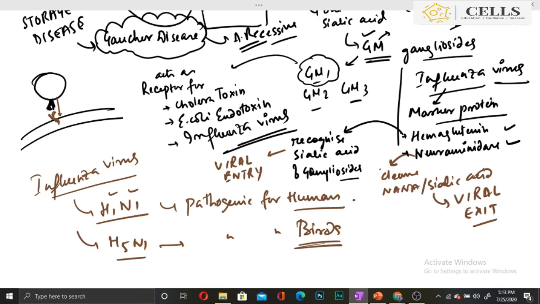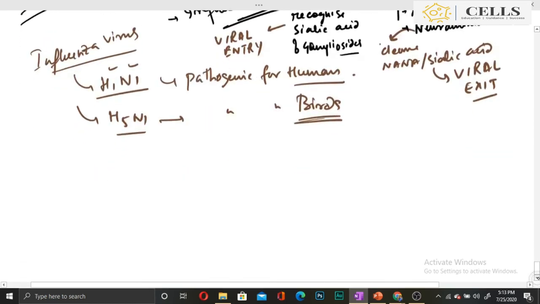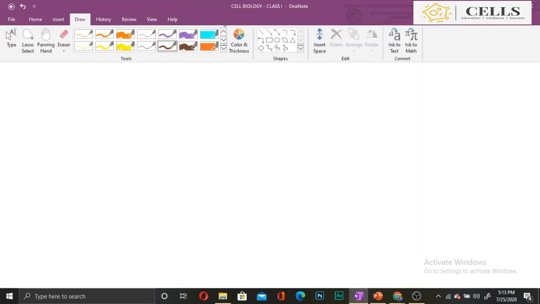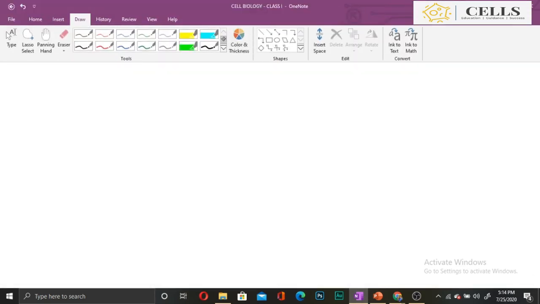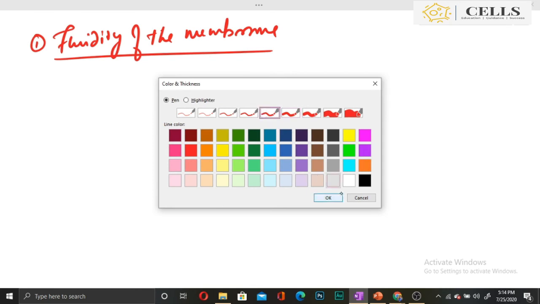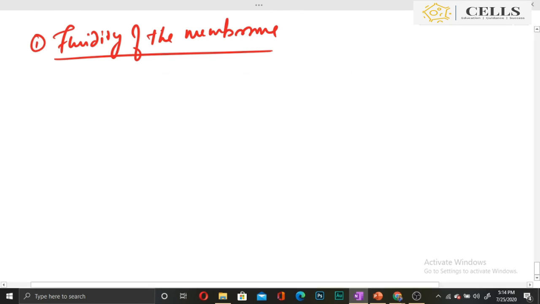Now, let's come to another concept, that is the fluidity of the membrane. It's a very easy topic, you can easily understand all these kind of things.